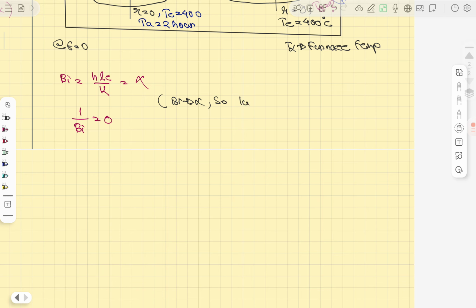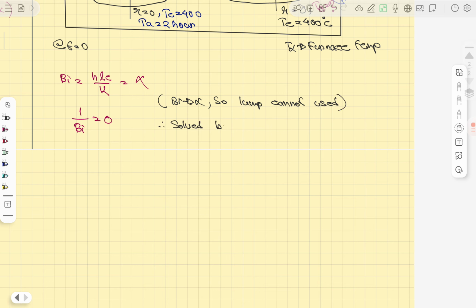So this problem is solved by the Heisler chart. In this case, 1 by Biot number is 0. Please try to understand. Now see, this type of curves are there, but that curve is not given in the question. In GATE they did not give this type of curve.